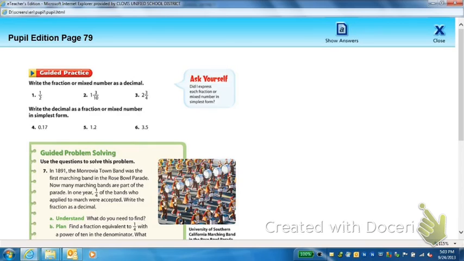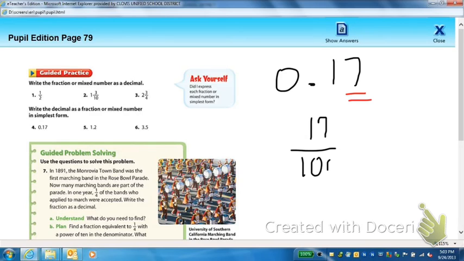Over here, when you have a decimal, you have to change it to a fraction. Let's look at number 4, 0.17. This is read as 17 hundredths, so we still need to know our place value. 17 hundredths. So this is going to be 17 over 100. You have to reduce it if possible. This one you don't have to, but some of these other ones you might.